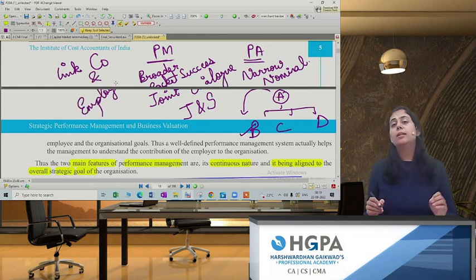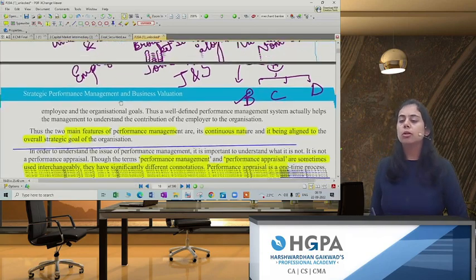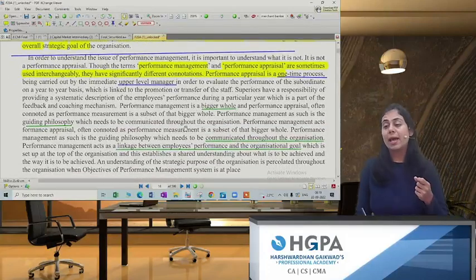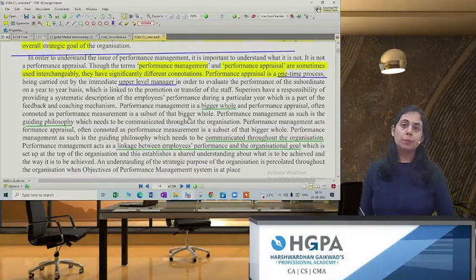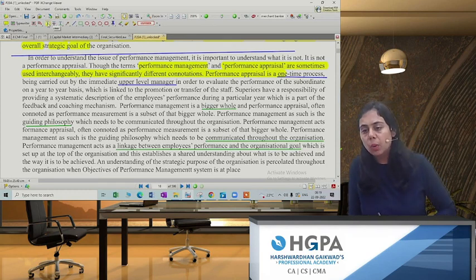But the same does not happen in performance appraisal. And therefore, performance appraisal is not considered one of the correct ways of working in a company. Performance management is the correct way of working. And performance appraisal is a one-time process. Okay, it is a one-time process.